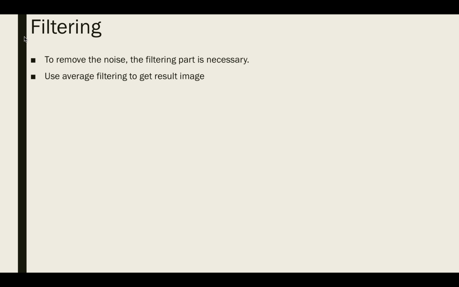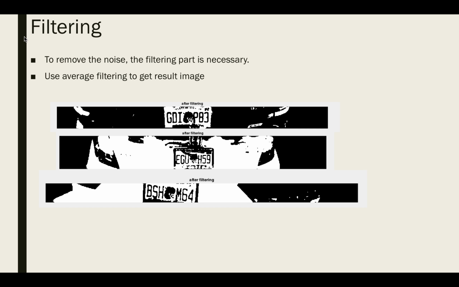Okay, here is the last step of my system, the filtering. To remove the noise, the filtering part is very necessary. The method I use here is the average filtering. It's a typical linear filtering algorithm which sets a module containing all pixels nearby and assigns the average value to the target pixel. And here is the final result of this system.